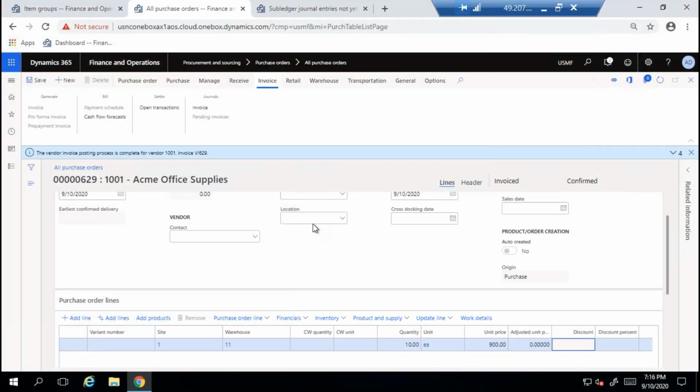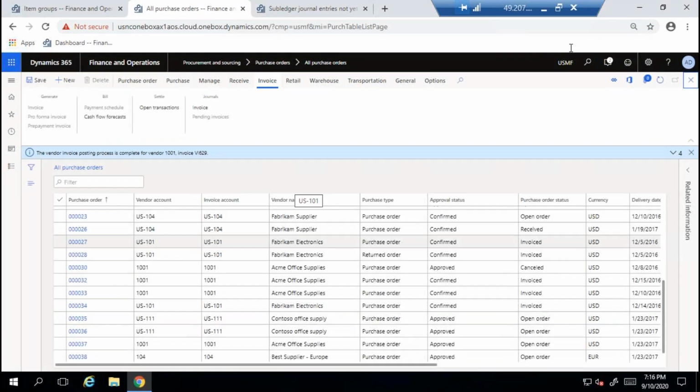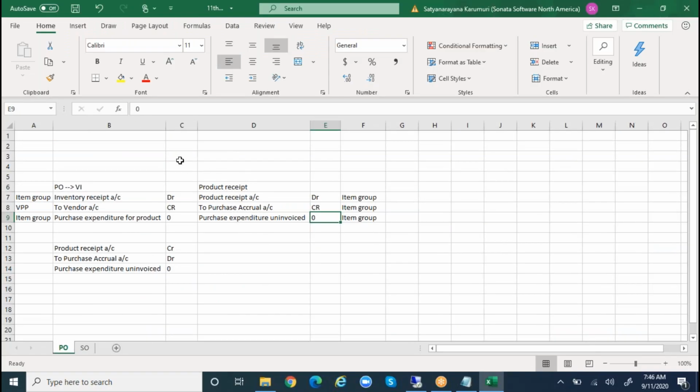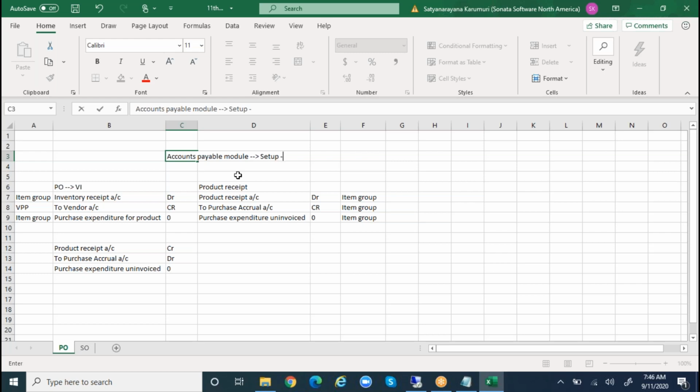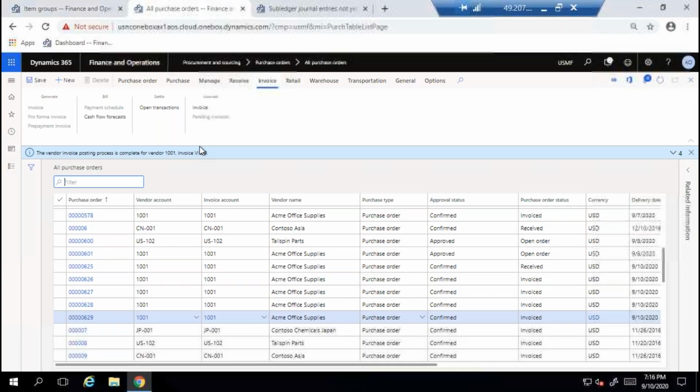Fine. Okay. Now, let me show. If you want it like this, then for this product receipt, you need to go to the accounts payable module, setup, AP parameters, general tab, post product receipt in ledger checkbox. Right, so that we understood.